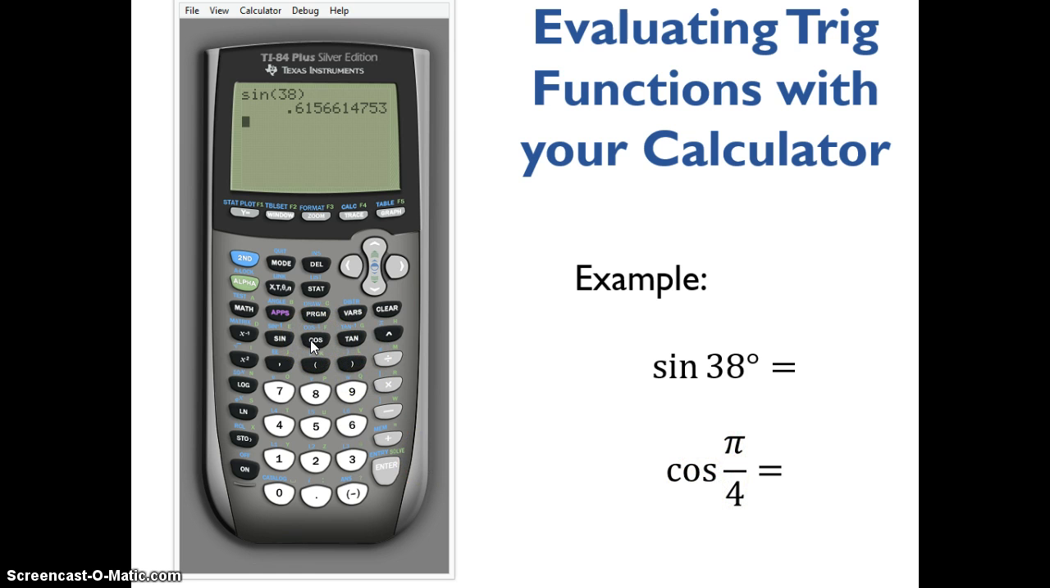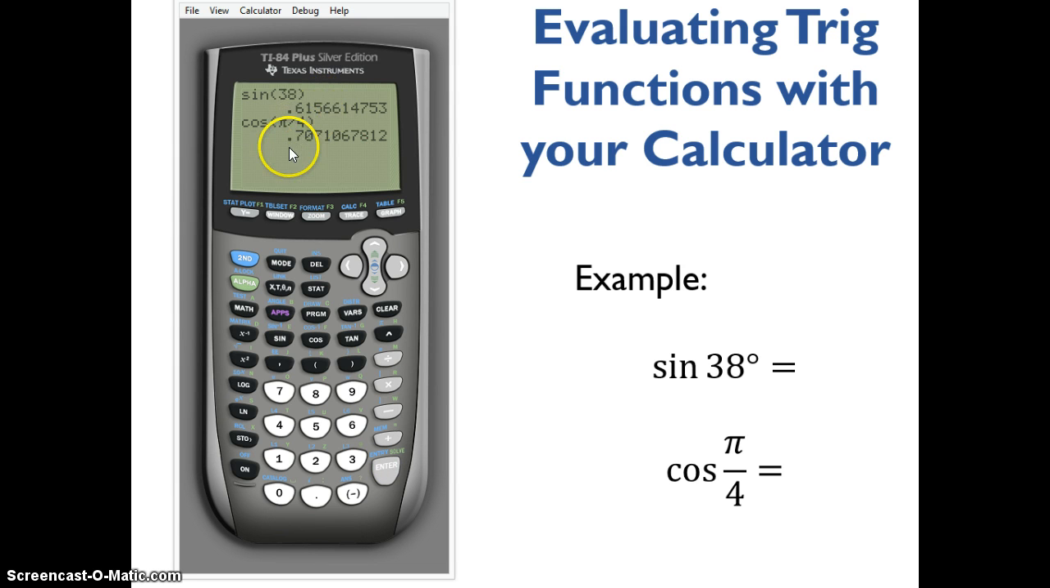So I want to evaluate cosine pi over 4. So let me find the cosine function right there. And then pi is right there, but I need to click second to get to it. And the fraction bar is created by clicking division. I'm sorry, the fraction bar is created by clicking division. And that's pi over 4, close bracket, and then click enter to evaluate.